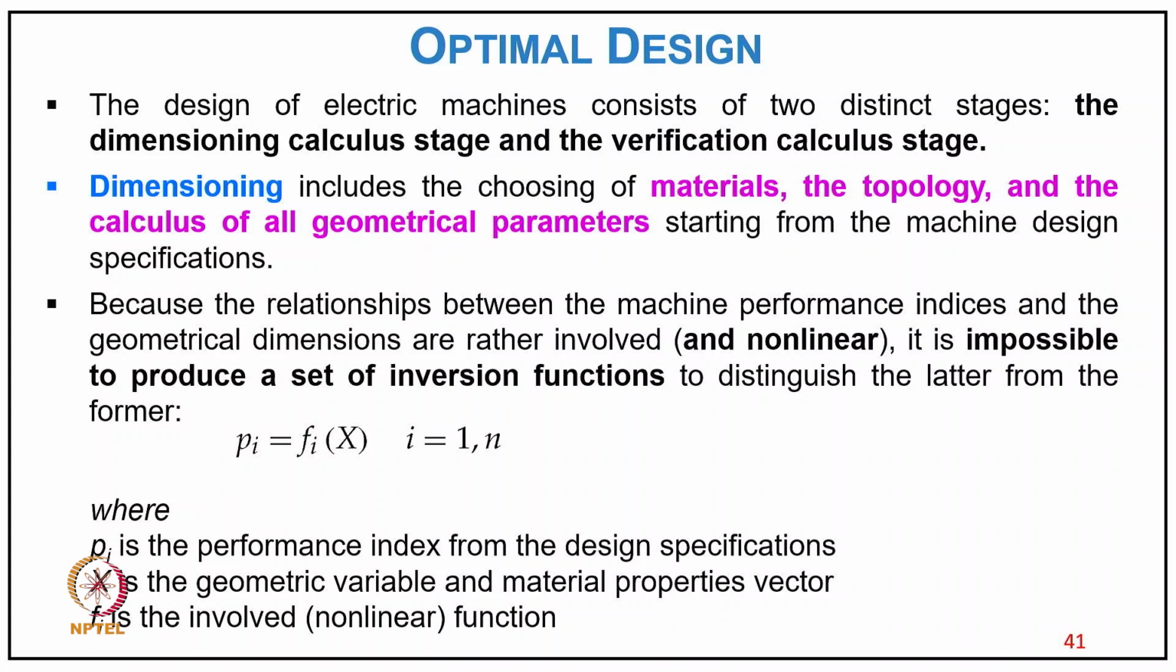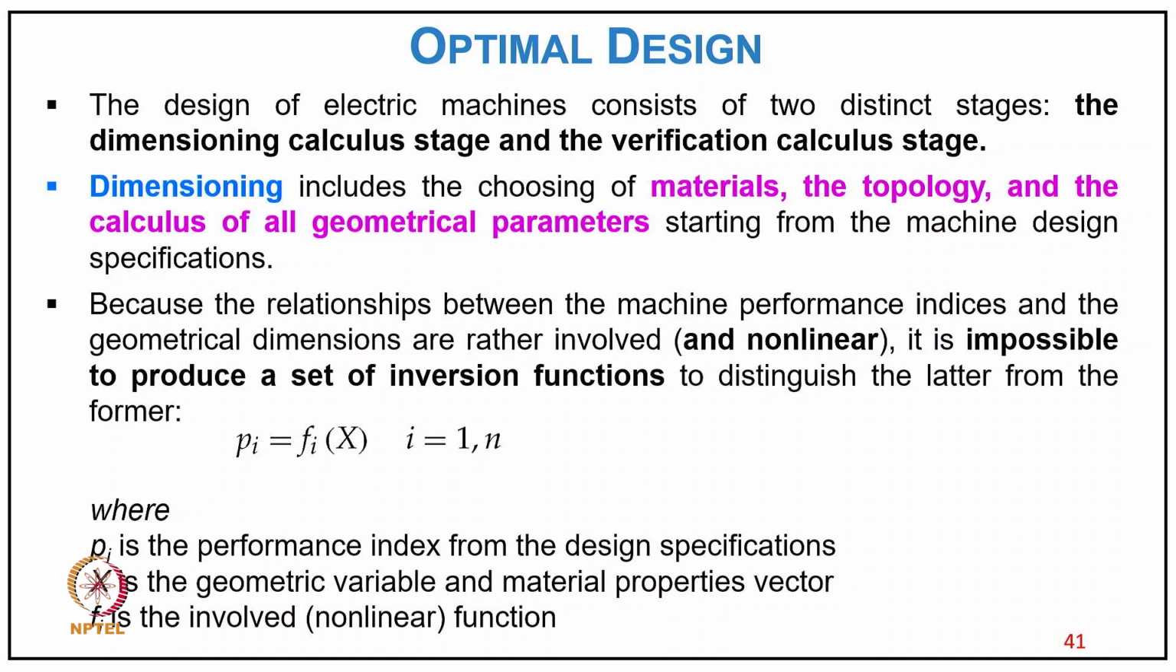Design of electrical machines consists of two distinct stages: the dimension calculation stage and the verification stage. Dimensioning includes choosing the material, the topology, and the calculus of all geometrical parameters starting from the machine design specification, because the relationships between the machine performance indices and the geometry dimensions are rather involved and non-linear. It is impossible to produce a set of inverse functions to distinguish the latter from the former.